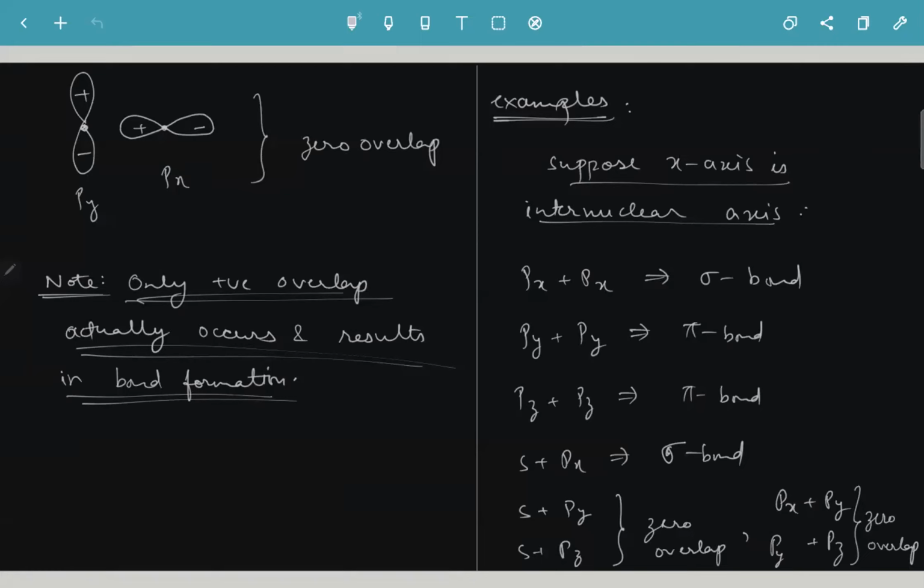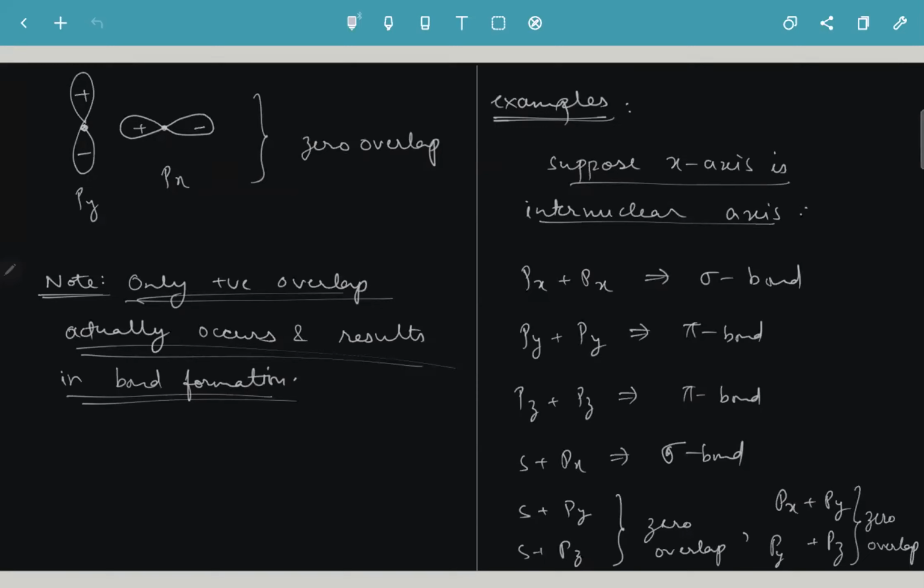Look, when we have negative overlap, the positive phase mixes with a negative phase, there will be cancellation. The amplitude will be cancelled out. So the value of the wave function there will come to zero, so the probability will be low. And for bond formation, we need to have a high probability of finding the electron between the two nuclei. The probability of finding the electron should increase between the two nuclei.